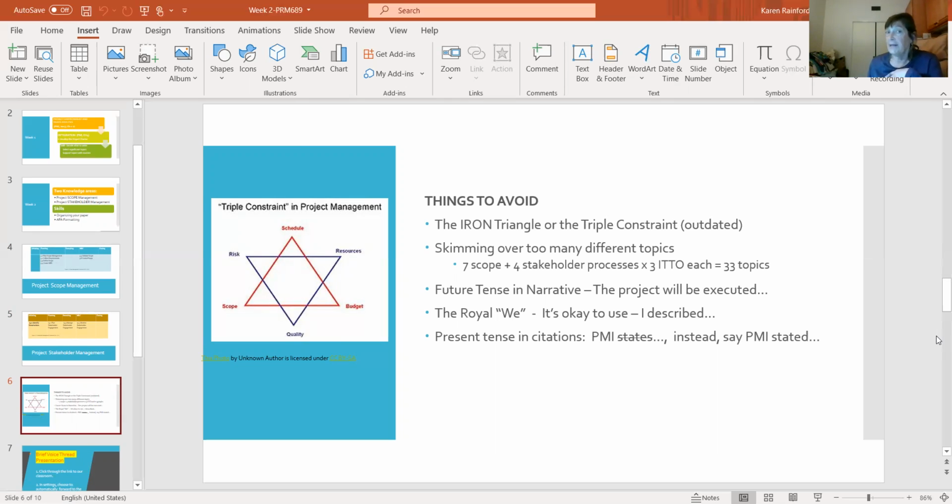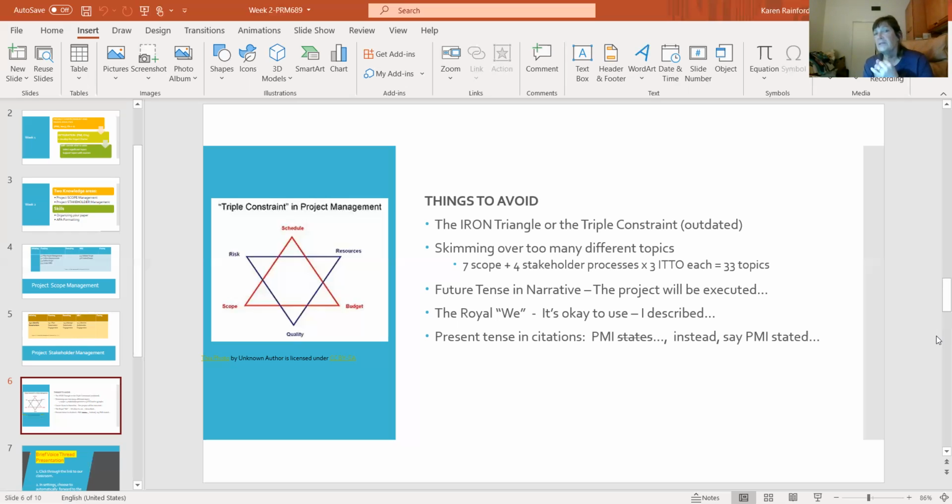So here's another funny thing, the royal we. It's okay to say, I described, I planned, I did all of these things. And it's okay to say we when you're talking about you and the team. But the royal we, "in this paper, we will explain how work breakdown structures are done," doesn't work because there aren't a whole bunch of authors. There's just you. So don't use that royal we.